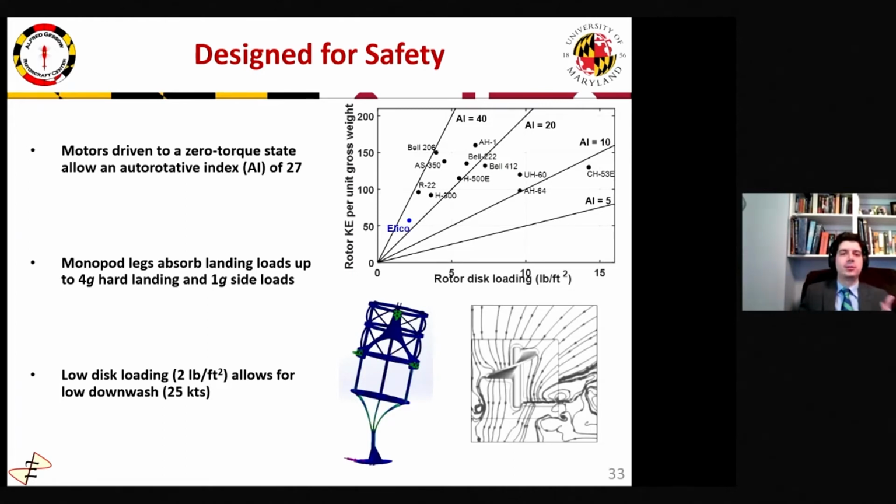In the event of a closer to ground emergency, the monopod legs under each nacelle are designed to absorb a 4G hard landing or 1G side load. And this figure here shows one of the multiple design iterations we went through to ensure this result. Lastly, the low disc loading of 2 pounds per foot squared allows for a low downwash to ensure safety of the pilot and ground crew.